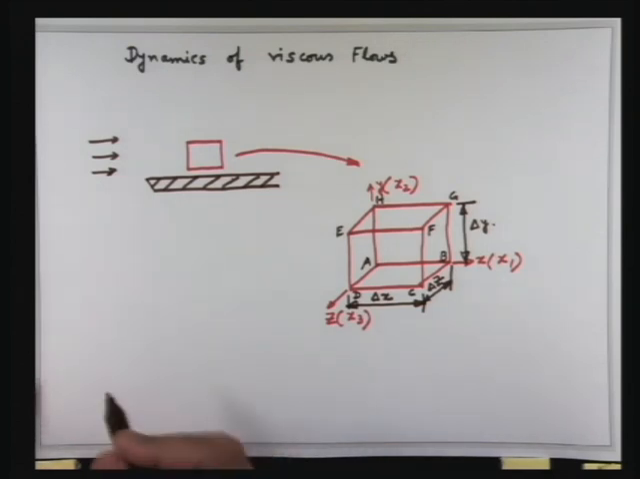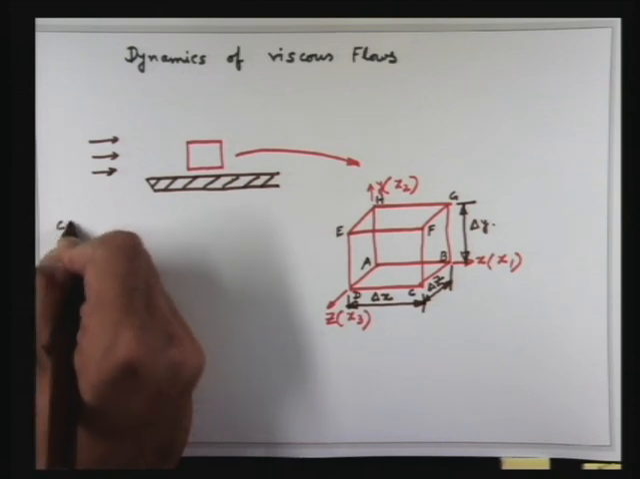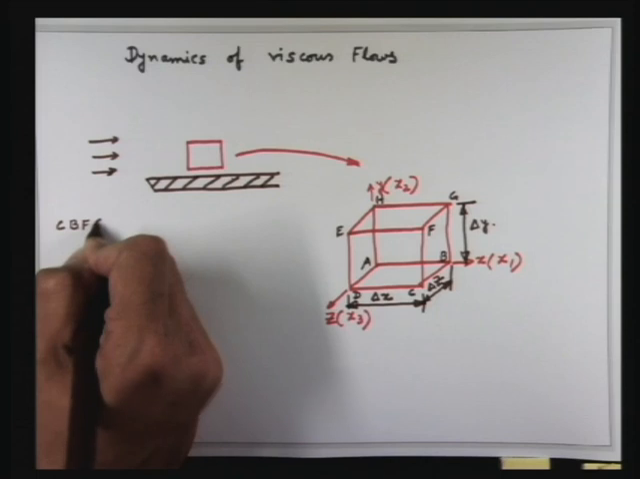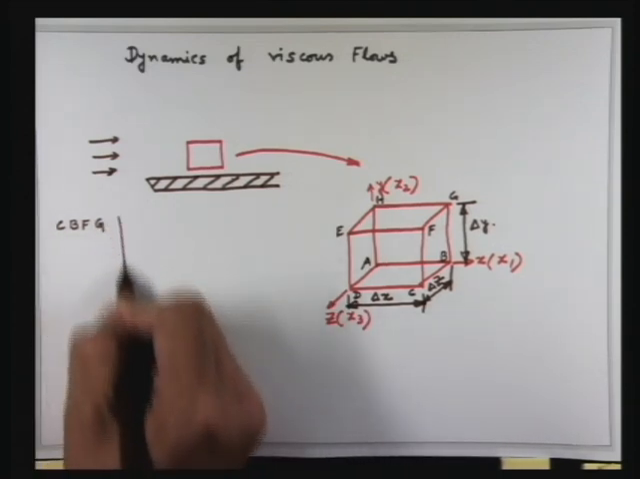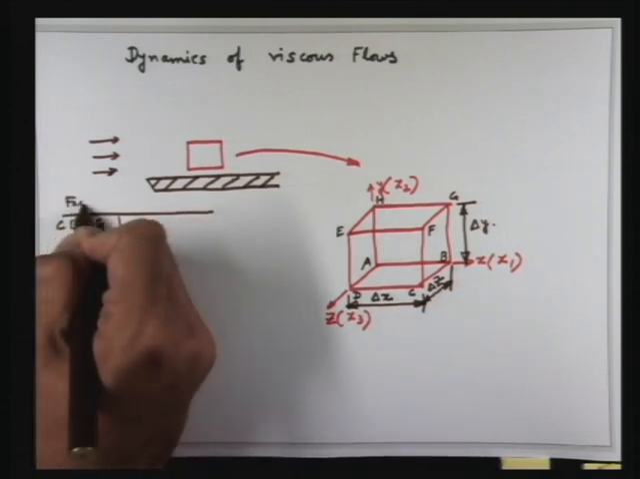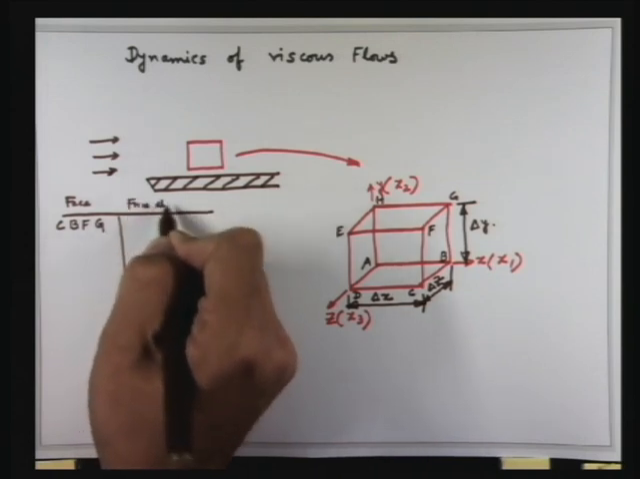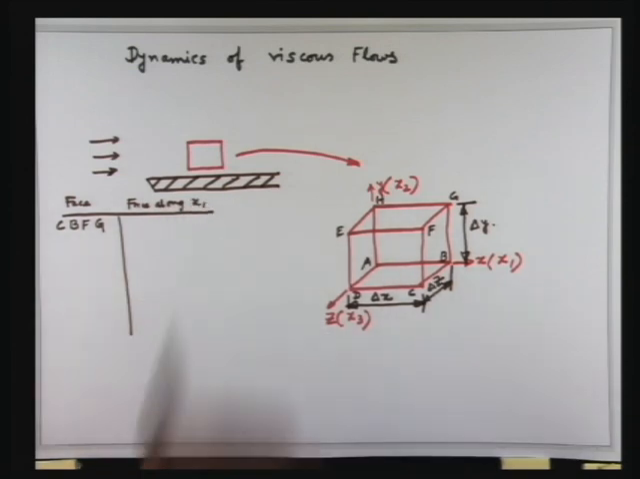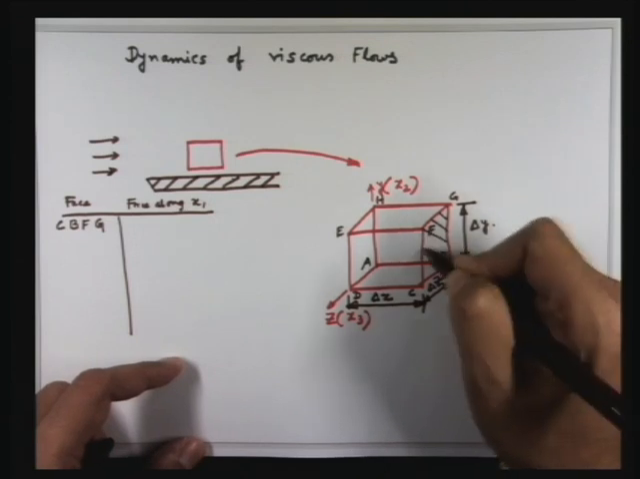So let us start with one of the faces. Let us say face CBFG. Let us make a table. Name of the face and force along x1. CBFG. Which is CBFG? This one.